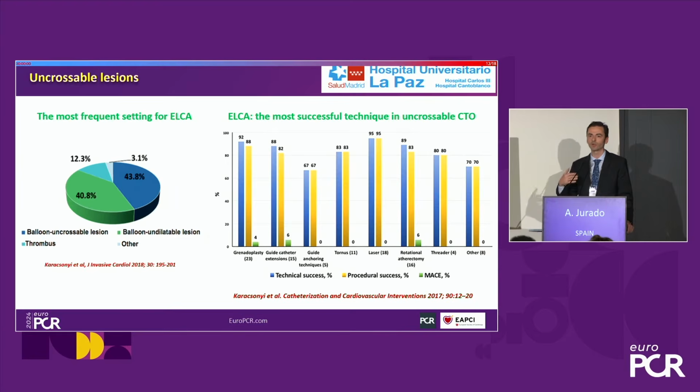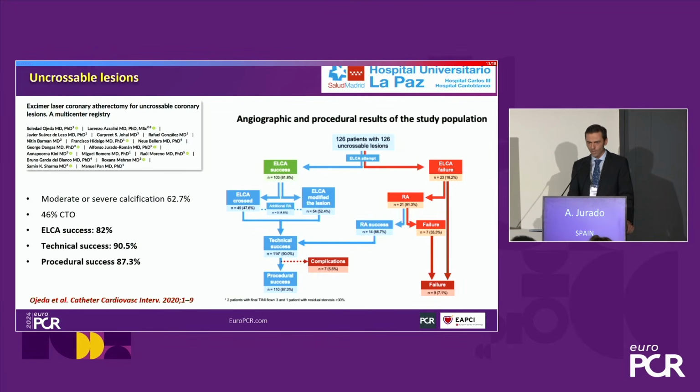And in these cases, in an uncrossable CTO, in the PROGRESS CTO registry, there are probably 10% of cases like that, and laser was the most efficient technique here. When we look at a specific series of uncrossable lesions, this one of Soledad Ojeda, laser has a success rate in this lesion near 90%. Obviously, it's complementary to other techniques such as ROTA.